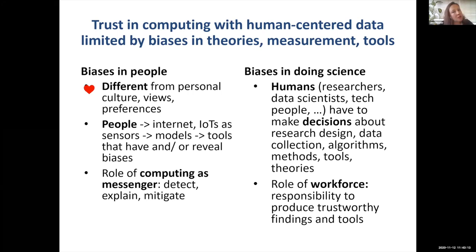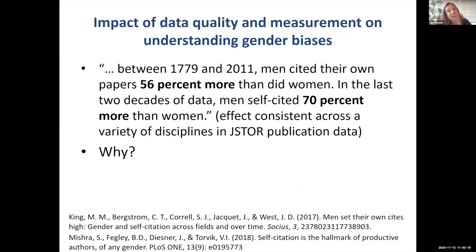So I'll show you a few more examples of seeming biases and how they can get stronger or weakened through methodological choices. A couple of years ago, a paper came out by King and his colleagues that basically showed that over the last many years, when scholars write publications, you often put references on a publication, right? And they found that men tend to self-cite their own work more, specifically 56% more than women do, meaning when they write a paper, they might refer more often to their prior papers than women do. And this trend has gotten worse over the last years.